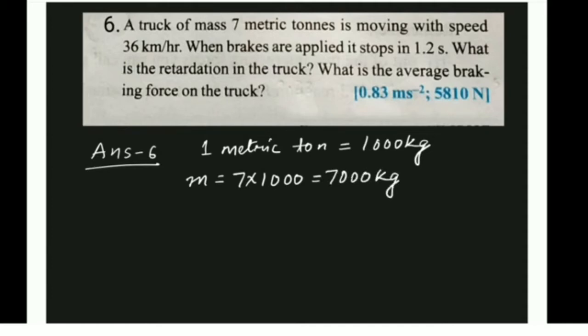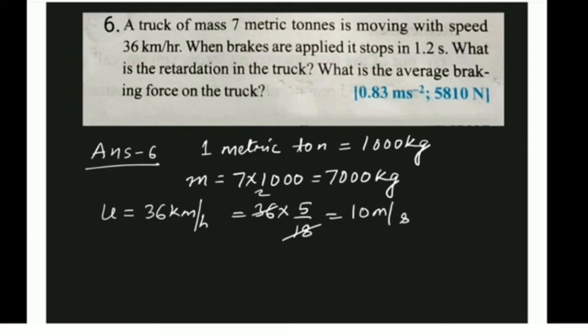Is moving with the speed 36 km per hour. Now speed, so u equals 36 km per hour, and you must have studied in junior classes that when we have to convert kilometer per hour into meter per second, we just have to multiply the given quantity by 5 by 18. Your answer will automatically come in meter per second. 18 2s are 36, so it's coming 10 meter per second.